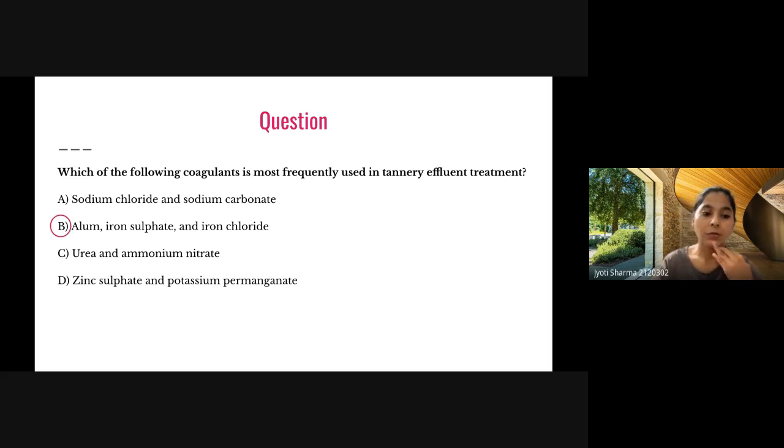Yes, so we will use coagulants. That coagulant may be alum, iron sulfate, or iron chloride.